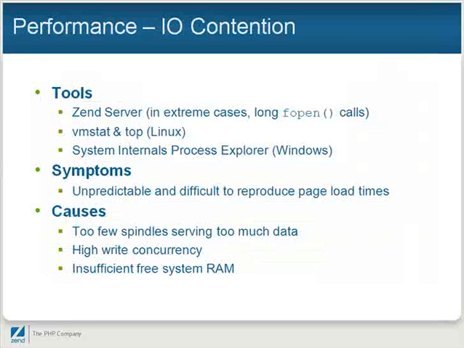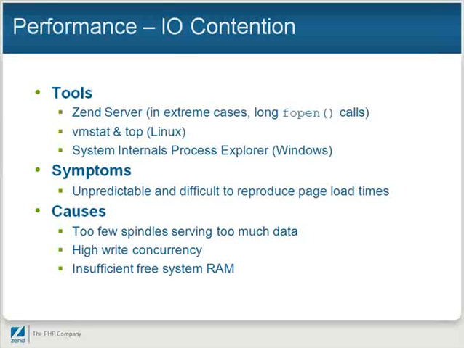The next one that we're going to be looking at here is I/O contention. This is pretty unusual to run into, but it does happen. One of the things that you can do, again, because of the monitoring tools in Zen Server, is watch for long fopen calls. You can also look at vmstat and top on Linux. vmstat and top will give you a second by second view, if you state that you want that, where you can see your user time. You can see your system time as a percentage of available resources, and you can also see your I/O wait time. That I/O wait time can be relatively important.